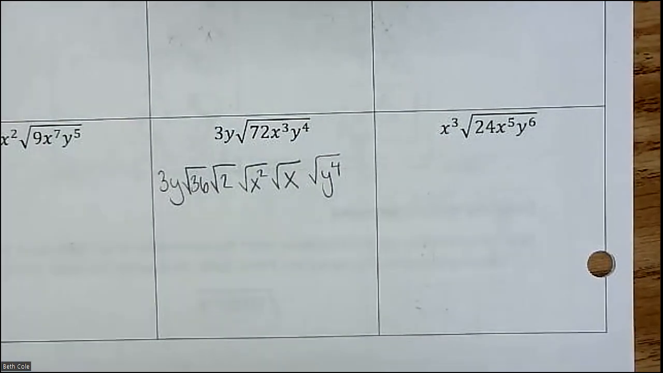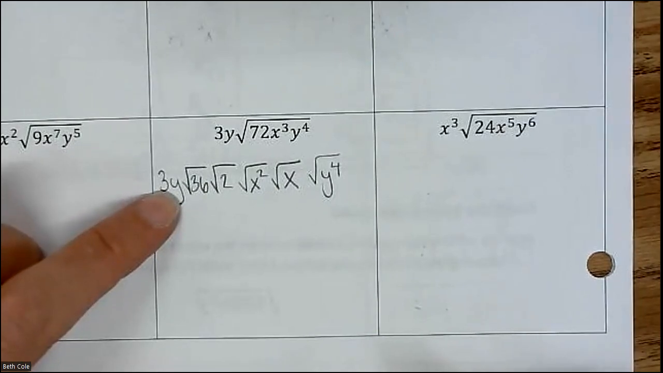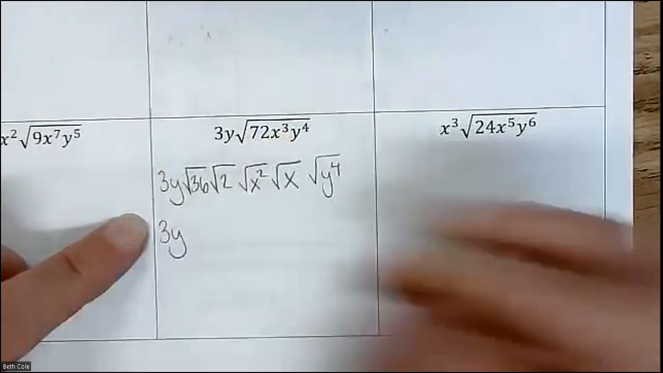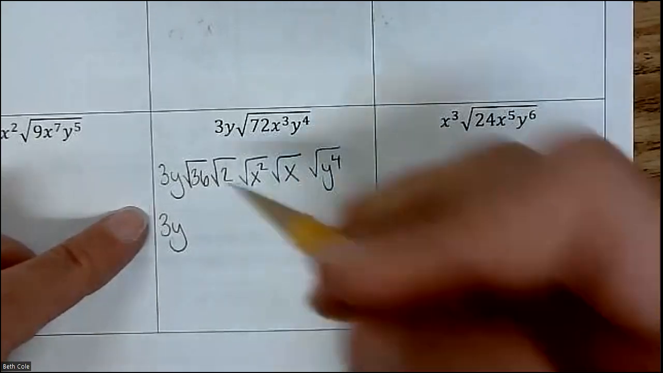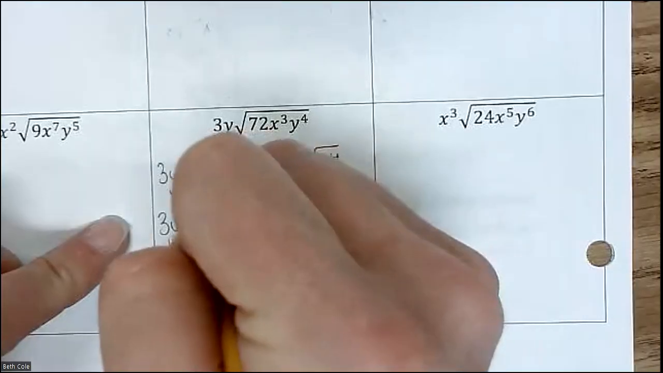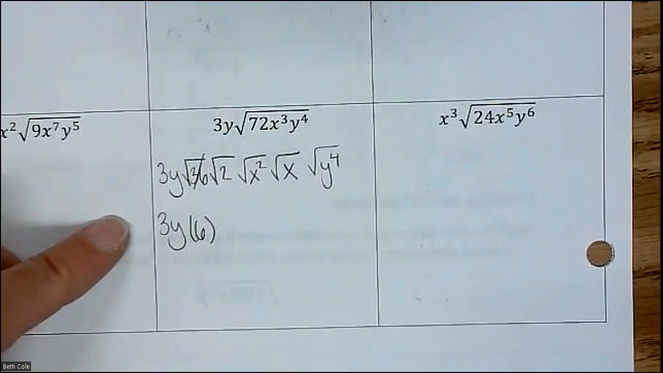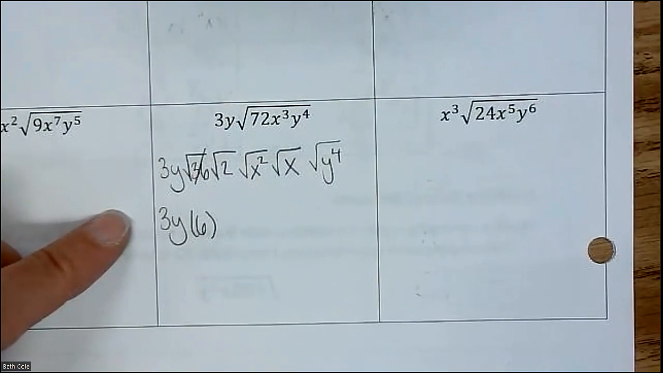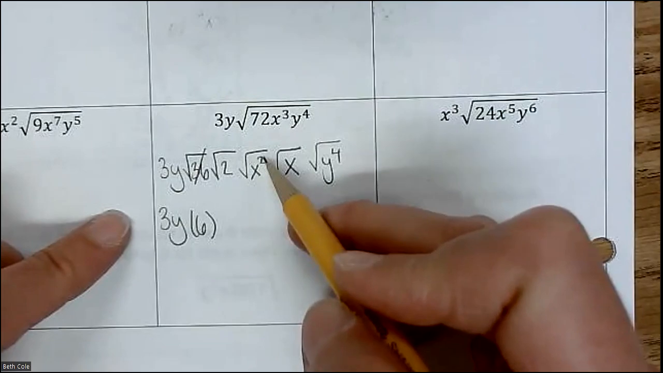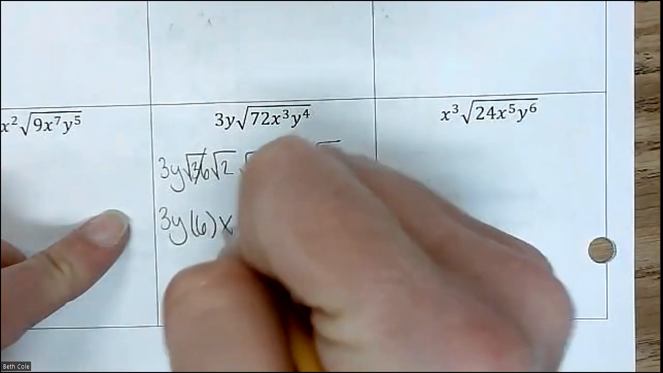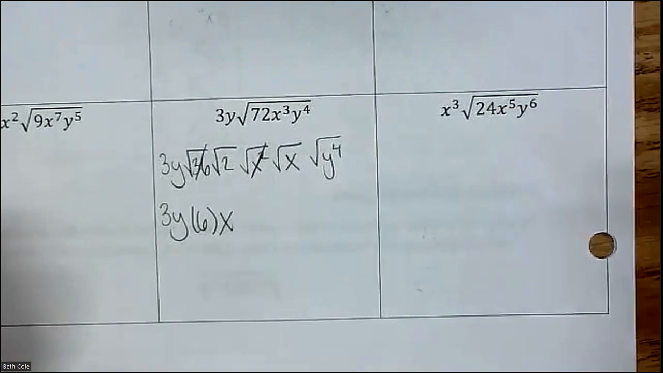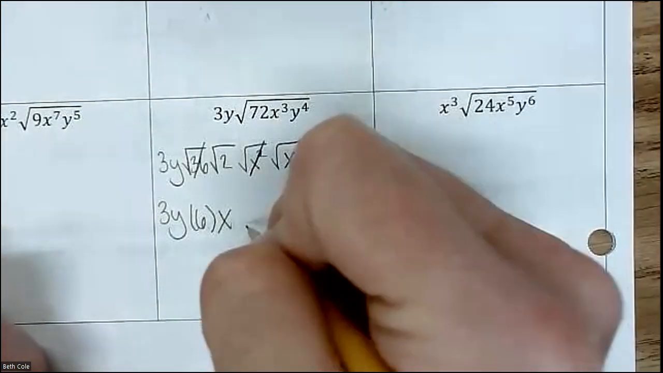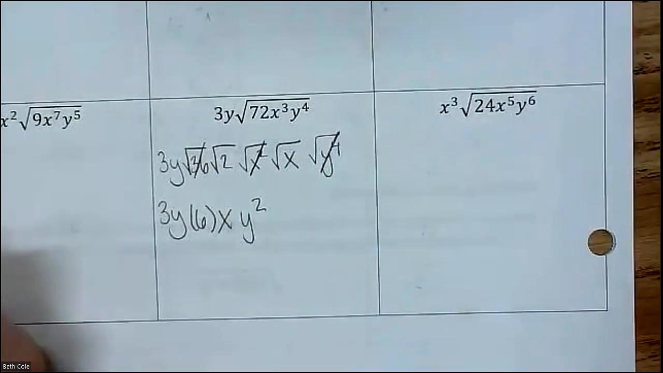Now we're going to go through and do our check off the list. The 3y is just there. It is just there. Just write 3y. Now, what can I check off the list? All right, that's going to be what? 6. What's the next thing I can check off the list? This one will be x to the 1, which you don't have to put the 1 if you don't want to. And then what's the last thing I can check off the list? Good, that'll be y to the second.